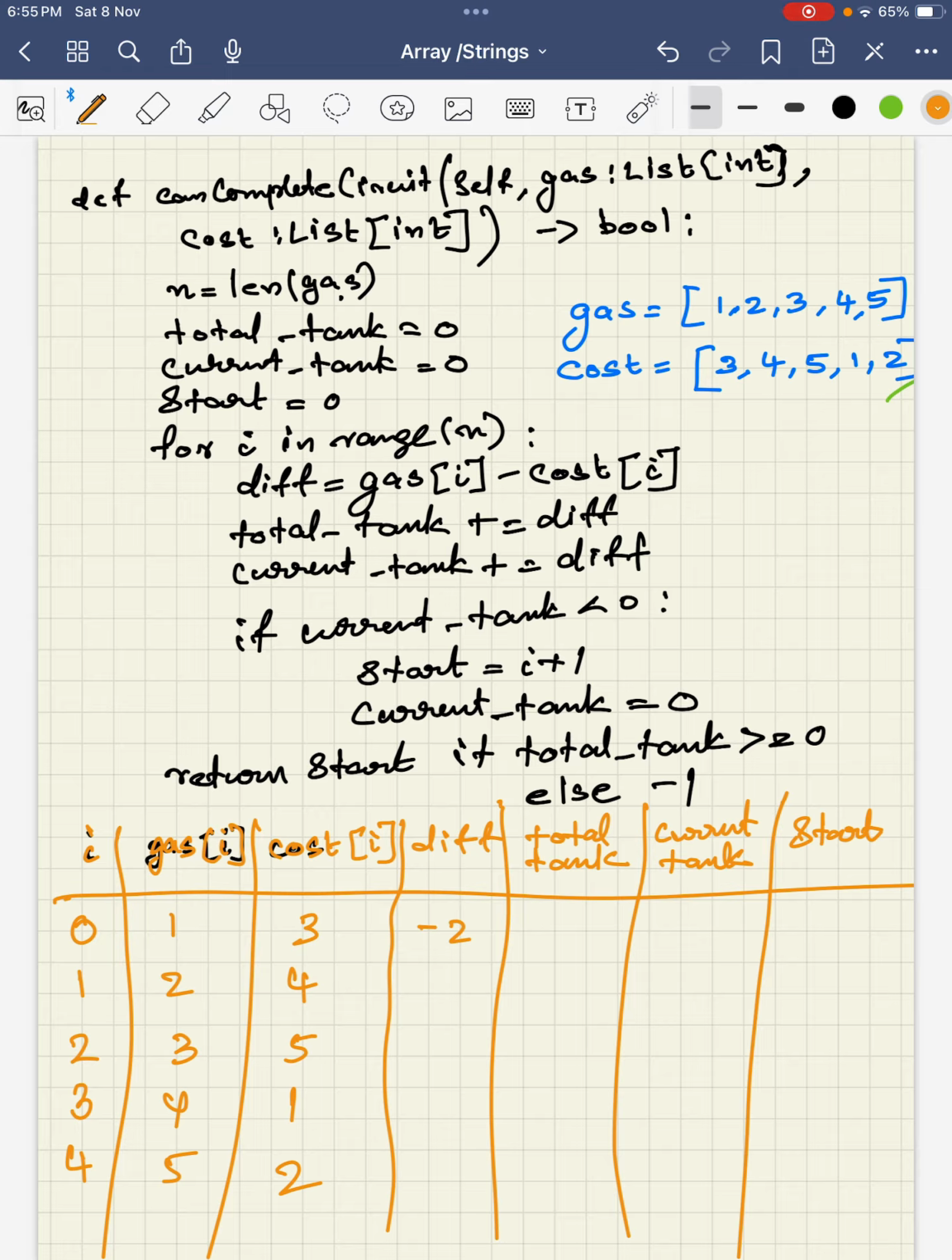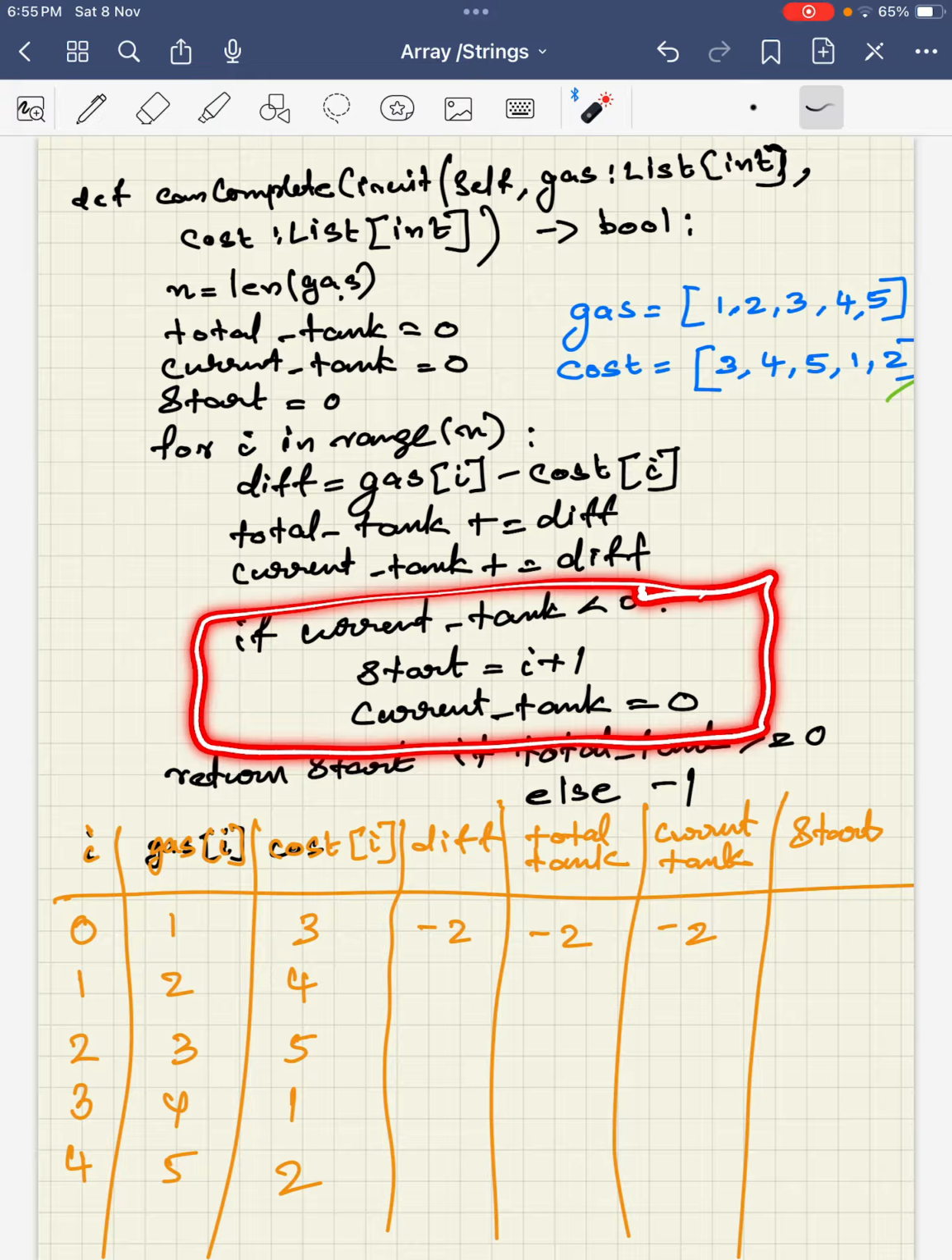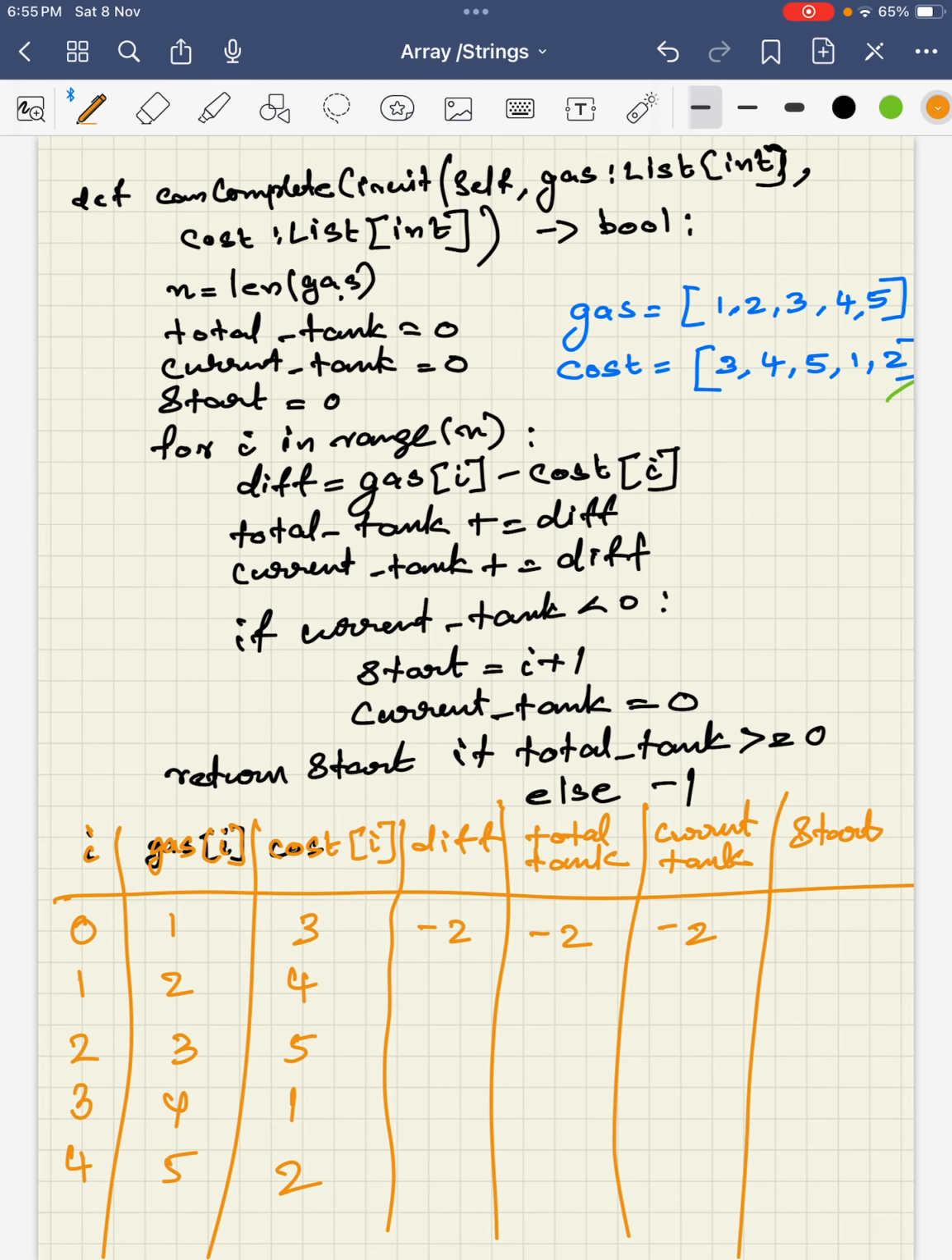So at the first step, since the difference is -2, total tank would be -2, current tank would be -2. Since the current tank is negative, we go through this particular state. So here the starting point will be updated as i plus 1, that is 0 plus 1 would be 1, and the current tank becomes 0 again. In the next iteration the difference is again -2, then total tank would be -2 plus -2 equals -4, and the current tank is again -2. So again the update happens, the start becomes 2.